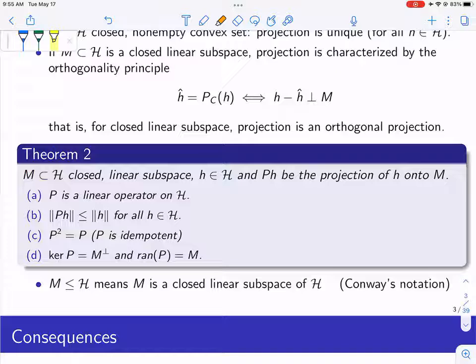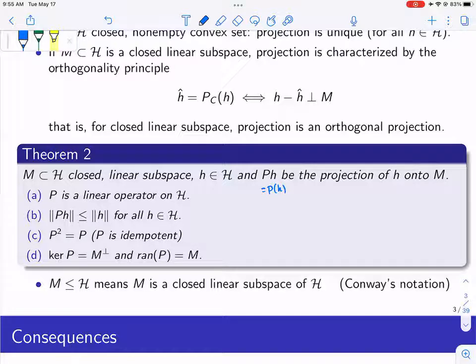You can think of it as also P. Both notations work. So for operators, usually you don't write the parentheses. So let P be the projection onto M. Then P is a linear operator on H.